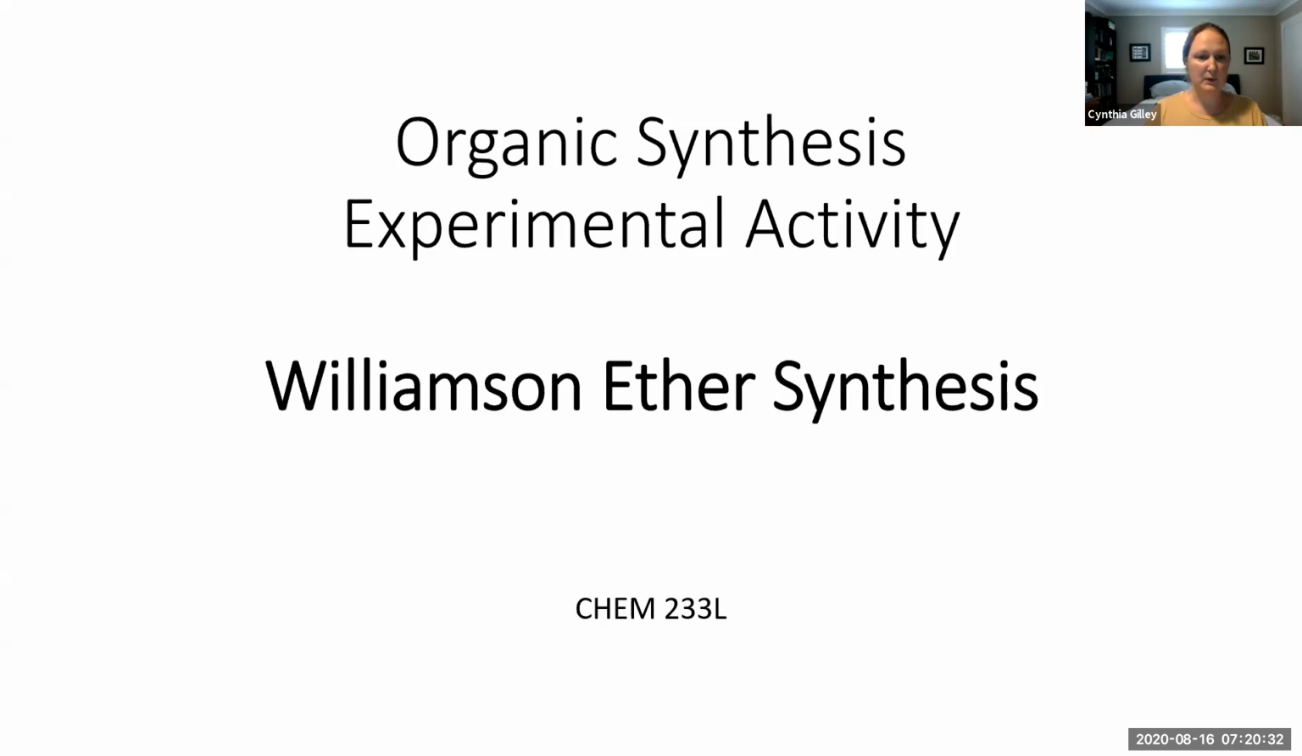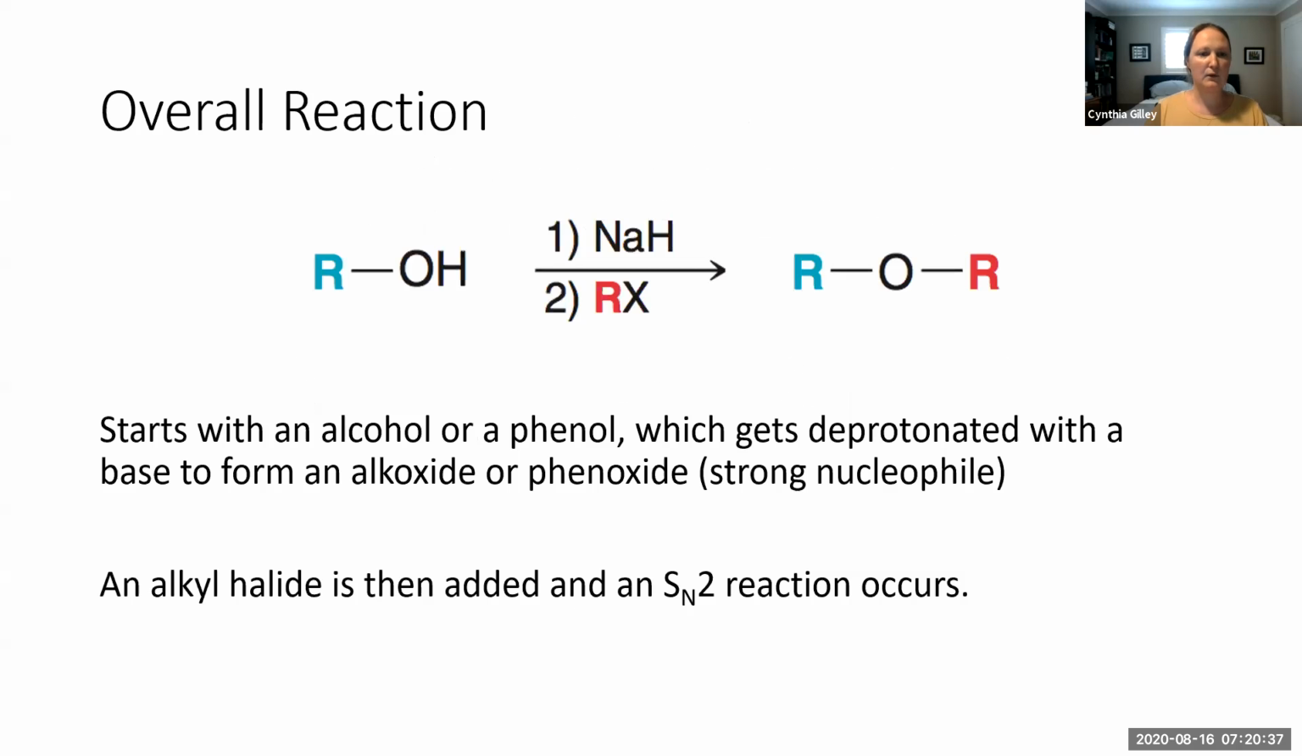The reaction we're doing is the Williamson ether synthesis. The overall reaction starts with either an alcohol or a phenol, and that's represented by the ROH. It utilizes a base, so in this case, sodium hydride is being shown over the arrow as the base, followed by introduction of an alkyl halide in order to form an ether, which we see as the product.